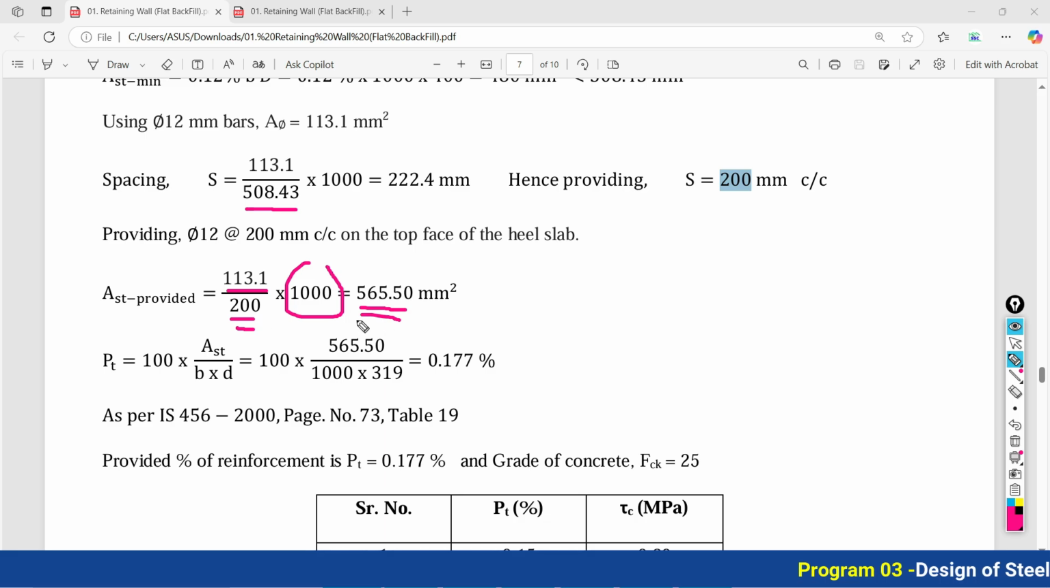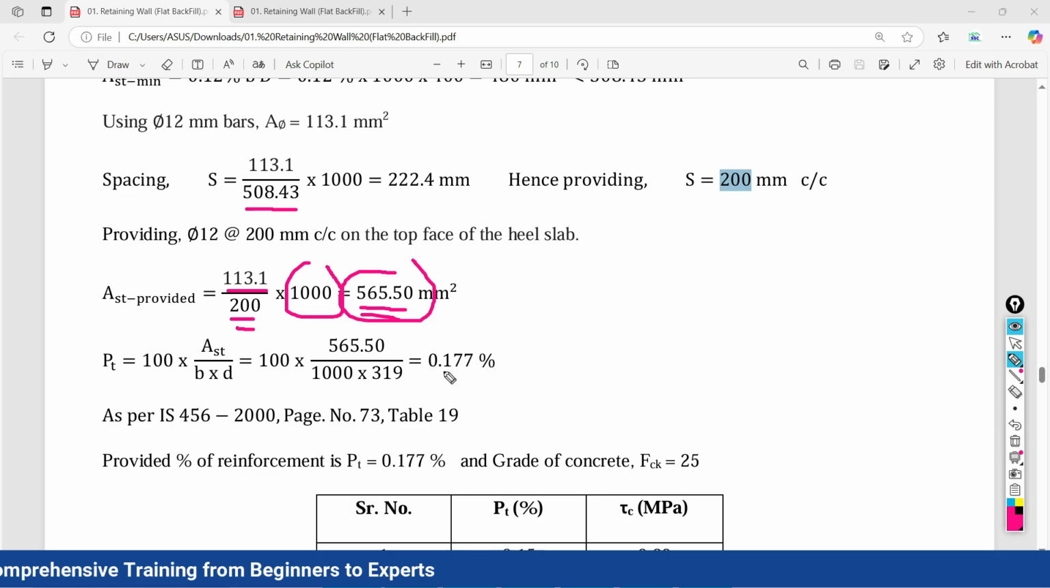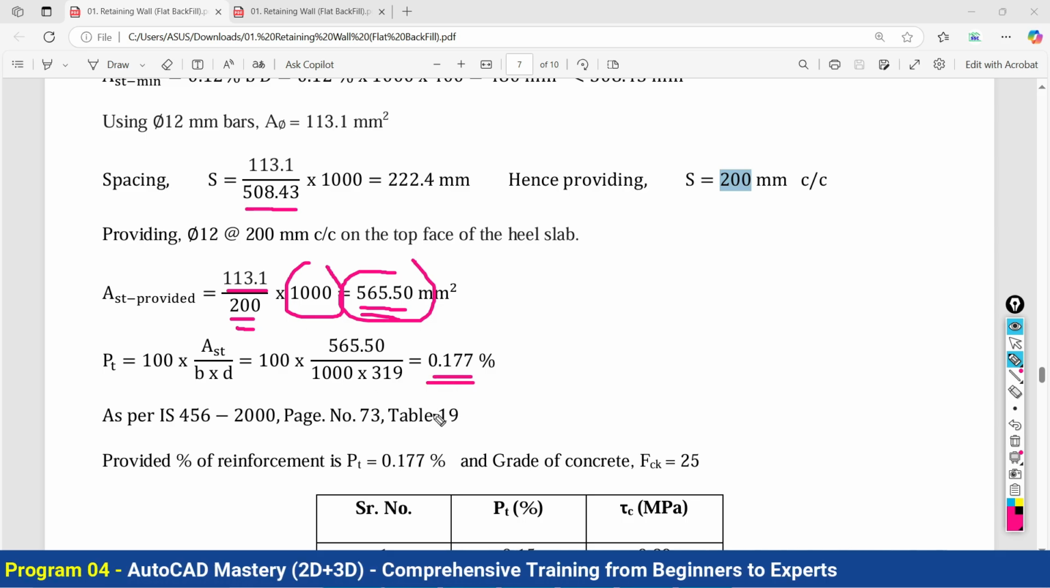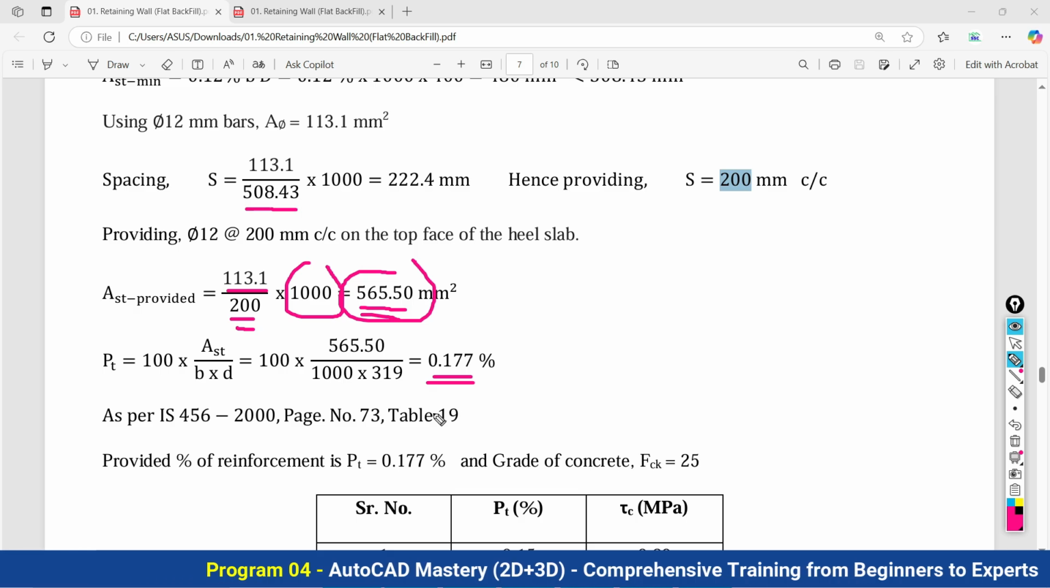In percentage, if suppose you want to calculate it, so area of steel divided by B into D. After doing this calculation we will come to know in percentage this reinforcement in the section of the heel slab is 0.177 percentage. The area of reinforcement is there in percentage.